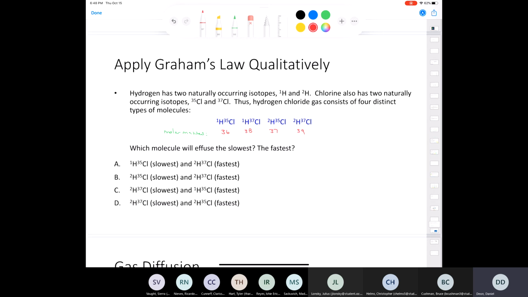The one that's going to move the slowest will be the one that weighs the most. This will be slowest because we know that root mean square speed is equal to the square root of 3 times the gas constant times T divided by molar mass. The fastest one is going to be the lightest one because, again, root mean square speed is inversely proportional to mass, so the lightest one is going to move the fastest. And so the answer is C.